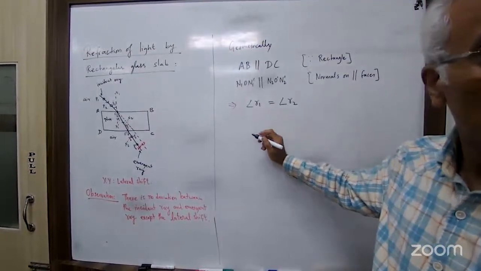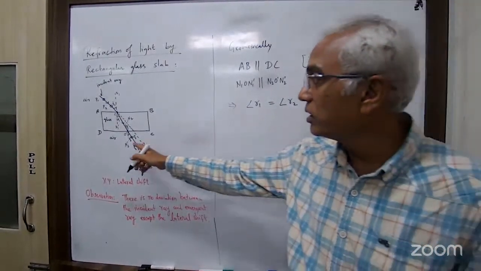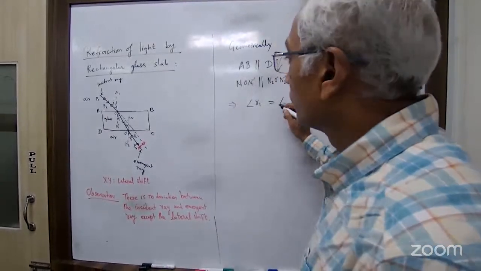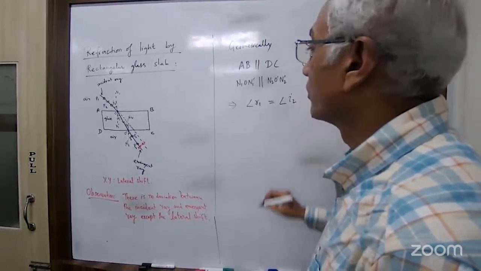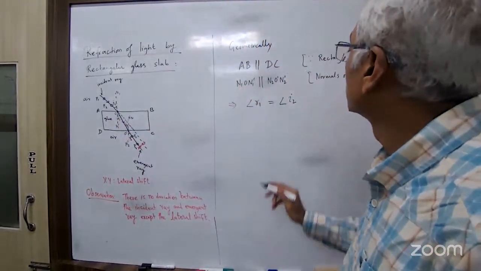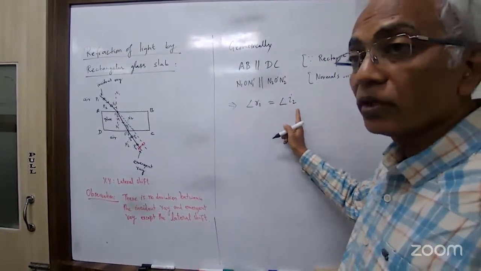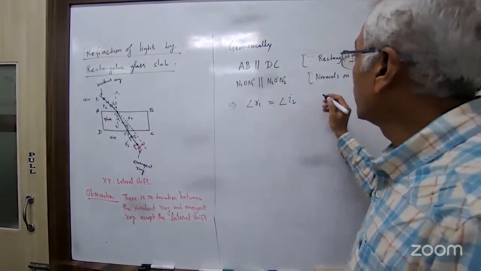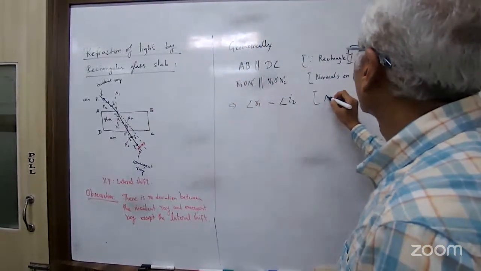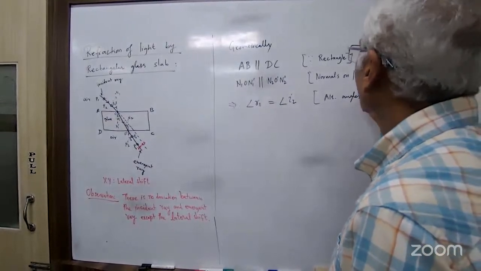Sir, that R2 is the angle of emergence. Yes, here it is. Oh, I2, not R2, I2. This is R1, this is I2. Correct? R1 has to be equal to I2 numerically. Alternate angles. What is it? Alternate angles. Right?